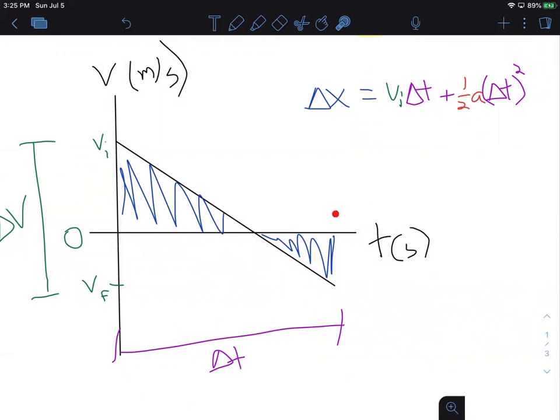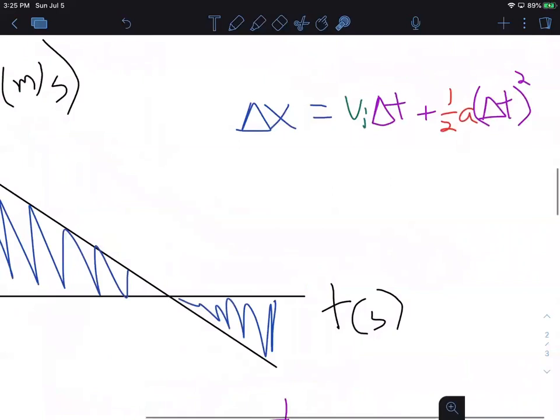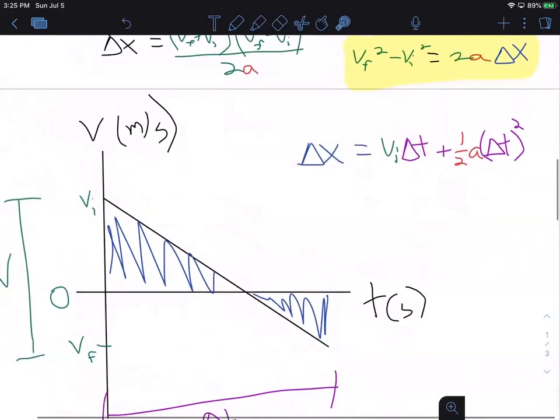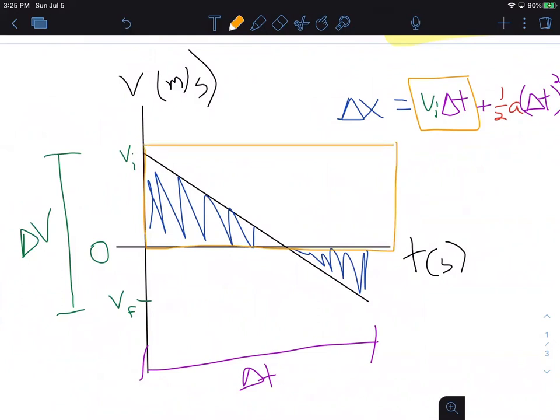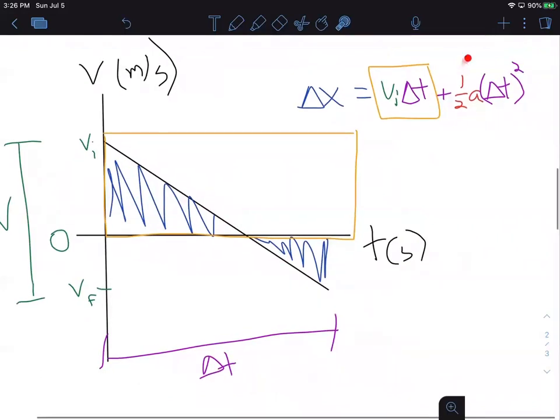All right, so let's again think about what do these things represent graphically? Well, v_i delta t, what does that look like on the graph? Well, that's this v_i here. So it's this height times this base. So that's going to give us the area of this rectangle, basically, because v_i is the height, delta t is the base. So that definitely doesn't look like this area, but let's see what happens when we add this other bit.